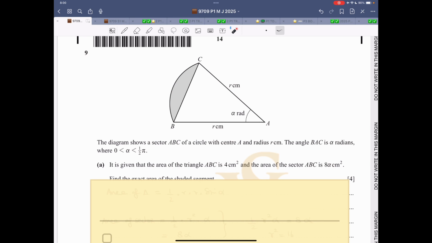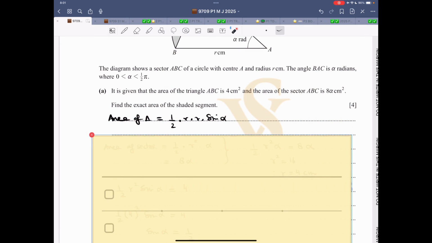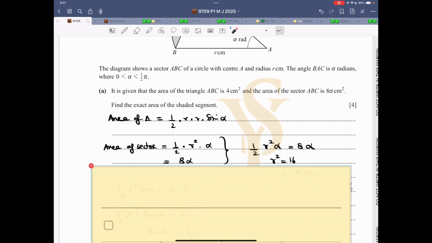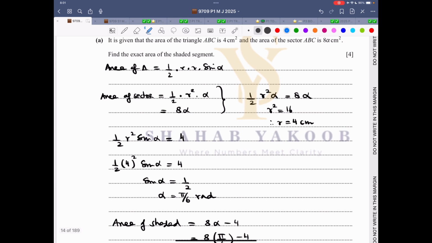Now, as far as the exact area is concerned, that means some fractions or some surds, things like that, will be used over here. Find the area of the triangle, find the area of the sector and subtract. So 8 alpha minus 4 is the answer. All you need is the value of alpha. So now over here, first of all, area of triangle is half into R into sine alpha. Area of sector is half R square alpha. That is 8 alpha. Once you use this, so let me highlight this. So half into R square into alpha is 8 alpha. Alpha cancels. R comes out to be 4 centimeters right away.